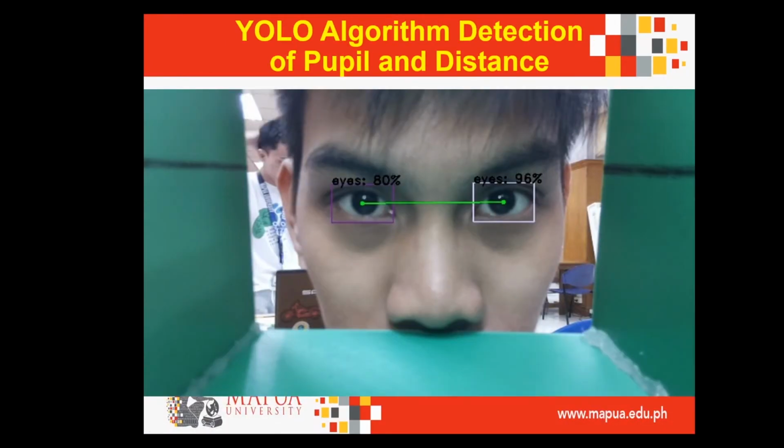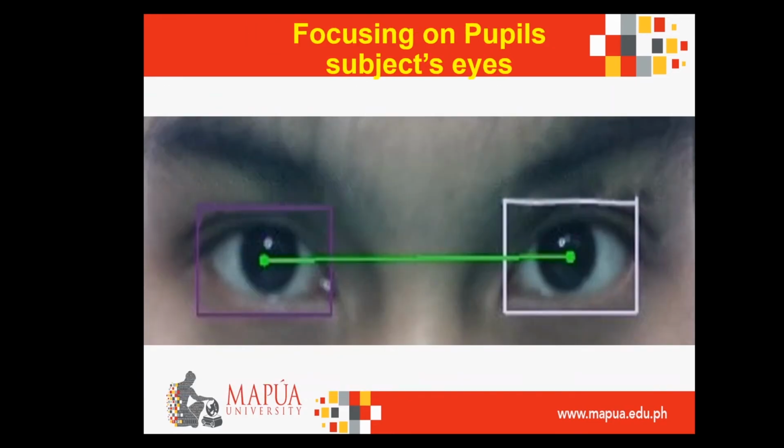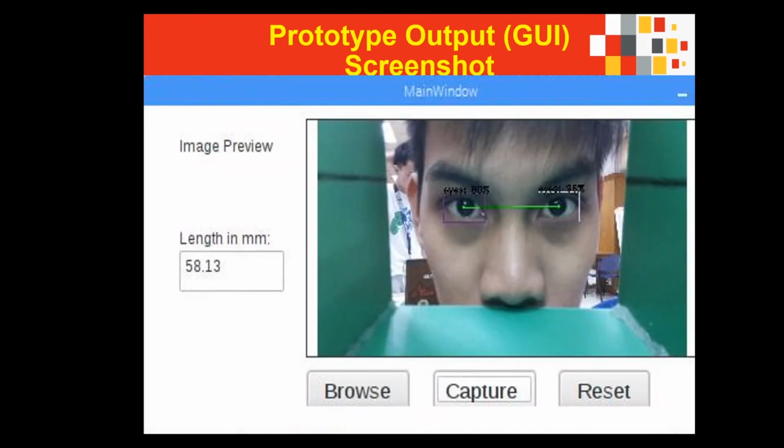This is the subject's actual image inside the prototype once his eyes were scanned. The YOLO algorithm was able to detect his eyes and compute the distance between the two pupils. This is to emphasize the subject's pupils, which would be the green dots, and the distance between the two pupils would be demonstrated by the green line, while the boxes demonstrate the eyes of the subject itself. The subject has scanned his pupillary distance and the result is 58.13 millimeters.